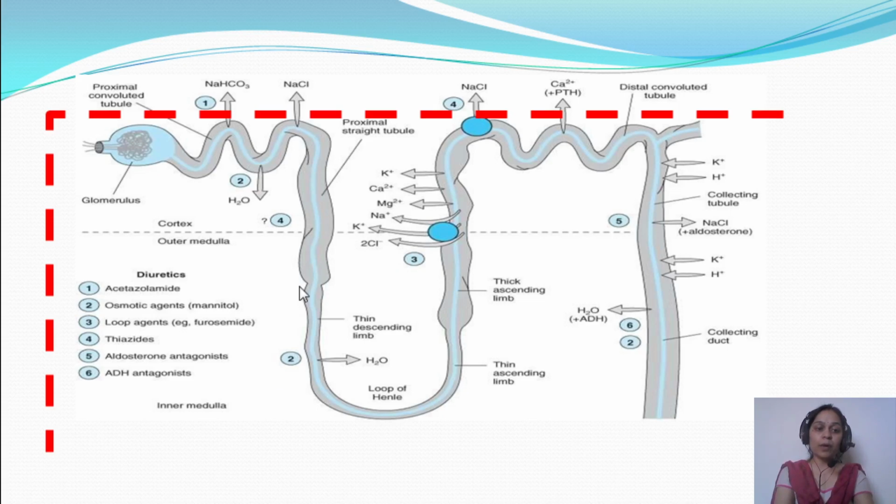The descending loop of Henle is impermeable to ions but permeable to water. So, luminal fluid continues to concentrate as it descends to the deepest portion of the loop of Henle, where the fluid becomes the most concentrated. The hypertonic luminal fluid next enters the water impermeable thick ascending limb of loop of Henle. So this thick ascending loop of Henle and early DCT or distal convoluted tubules contribute to the urine dilution.